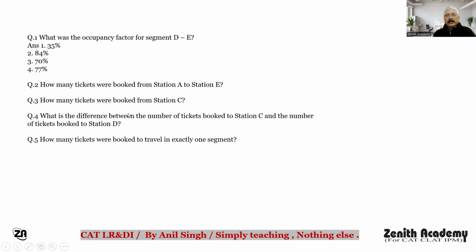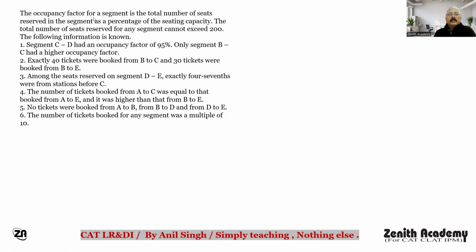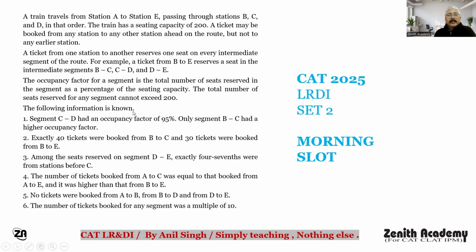Okay, let's see the set. As it is given, let's take this again. A train travels from station A to E, passing through stations B, C, and D in that order. The train is moving from station A to station E, and the intermediate stations are B, C, and D. The total seating capacity of the train is 200. A ticket from one station to another reserves one seat on every intermediate segment of the route. A ticket from B to E reserves a seat in the intermediate sections.